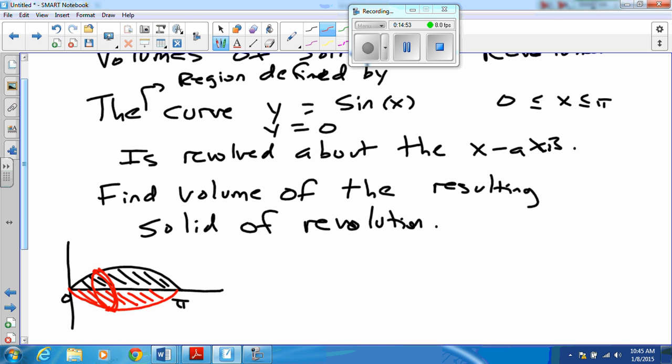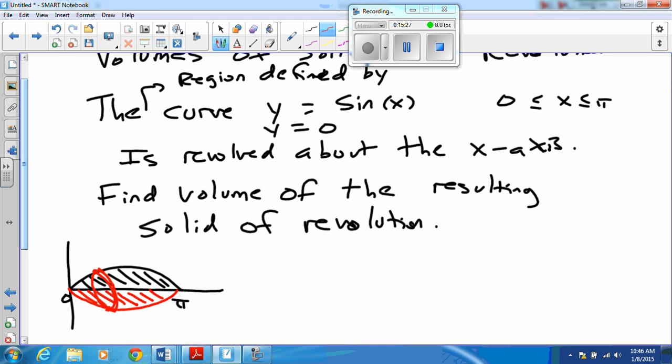So just as we did with the other constant cross-sections, we are going to cover our solid with a large number of circular disks. And that large number of circular disks are going to have a total volume that will be approximately equal to the volume of our solid. And in the limiting case, as delta x goes to 0, the total volume will be exactly equal to the volume. Okay? So let's see what this looks like.